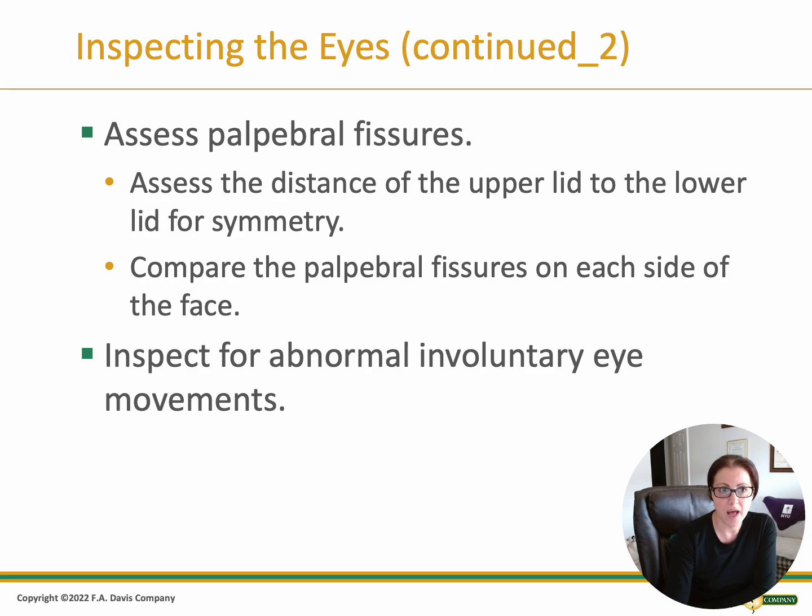You want to assess the palpebral fissures, which are the distance of the upper lid to the lower lid, for symmetry. Again, when they close their eyes, there should be symmetry. There shouldn't be any openings anywhere, and the eyelashes should touch completely. You also want to look at their eyes and see how their eyes move, identifying any involuntary eye movement.